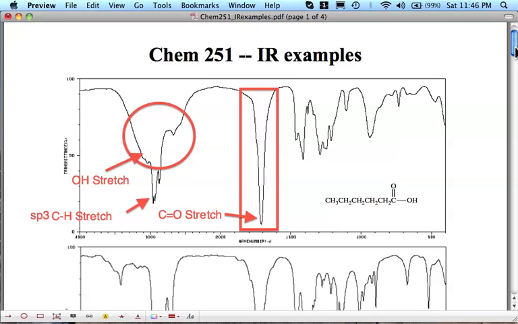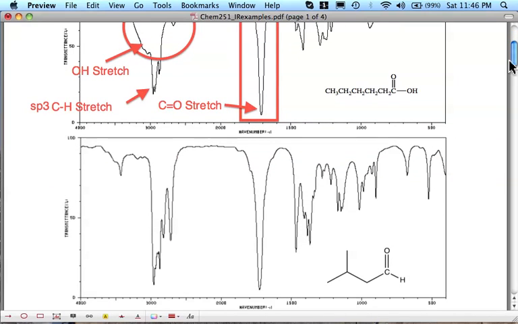The next example, I've given us another carbonyl compound, but this is an aldehyde in this case. Okay, so since we have a carbonyl, we know we're going to be looking for that carbonyl stretch, and there it is, big as life. You can see the tail of this one and this one here, they're almost identical. You couldn't really tell whether it's an acid versus an aldehyde just by looking at the carbonyl stretch.